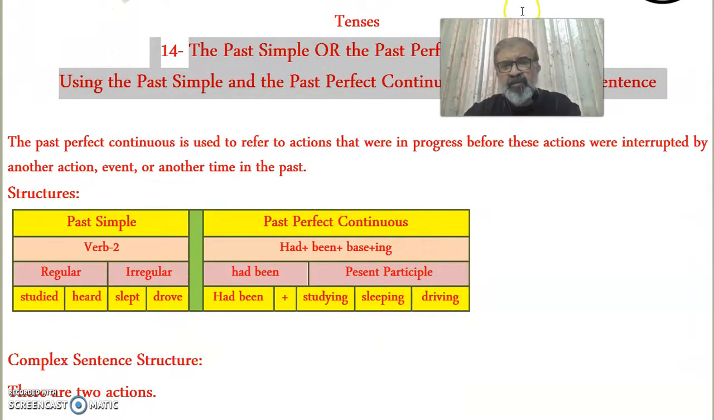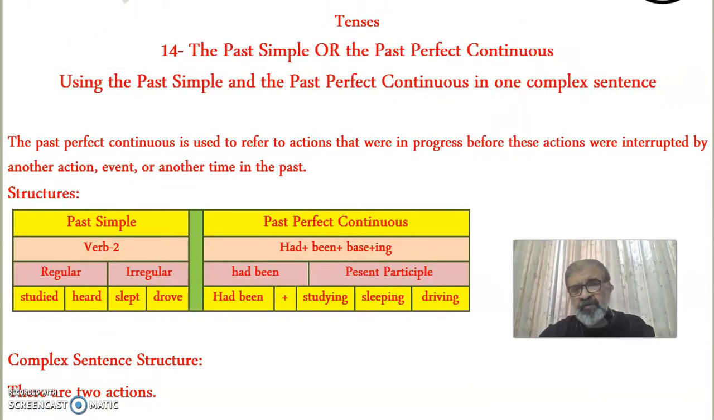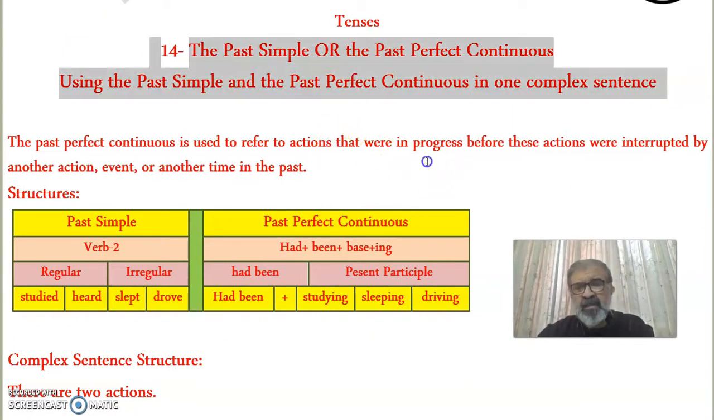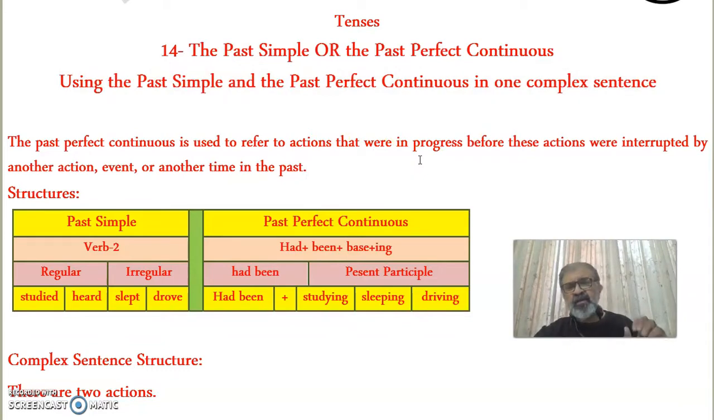Now the past perfect continuous is used to refer to actions that were in progress, like when you say I had been working. These actions were interrupted by another action, event, or another time in the past. Like you say, I had been working when someone came to visit me. Okay, I had been watching TV when the electricity switched off.